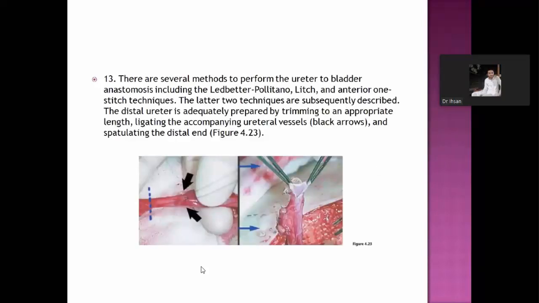The 13th step. There are several methods to perform the ureter to bladder anastomosis, including the Barry, Politano-Leadbetter, and anterior one-stitch techniques. The latter 2 techniques are subsequently described. The distal ureter is adequately prepared by trimming to the appropriate length, ligating the accompanying ureteral vessels, and spatulating the distal end, as you can see in this picture.